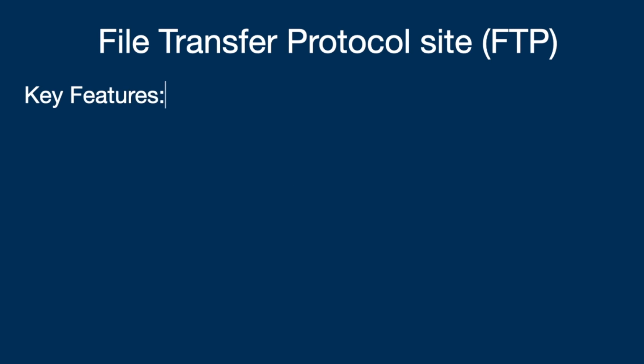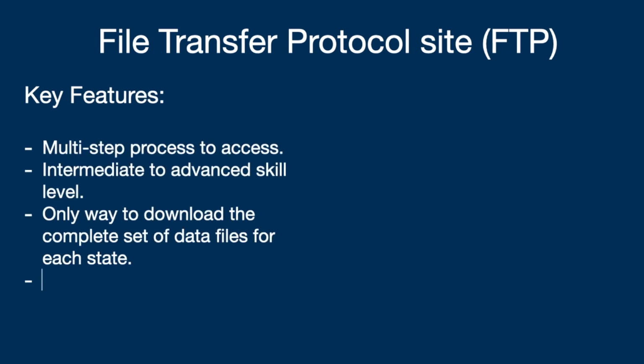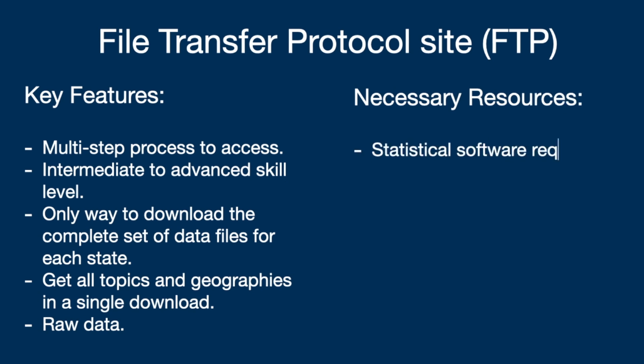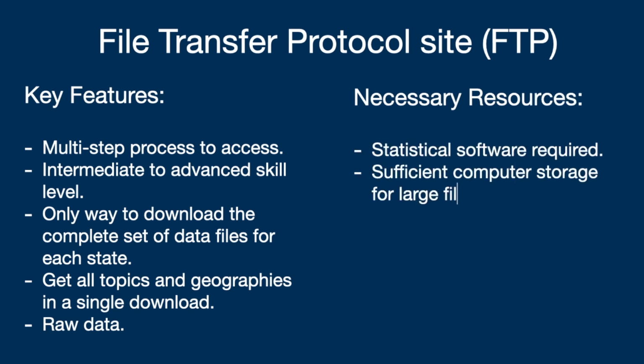Let's start with the File Transfer Protocol Site, or FTP. The FTP is a great resource for those who want to perform in-depth analysis and customize the analysis of datasets. It is also good for those who want to visualize the analysis using mapping software. The FTP is the only method to download the complete set of redistricting data files for each state.